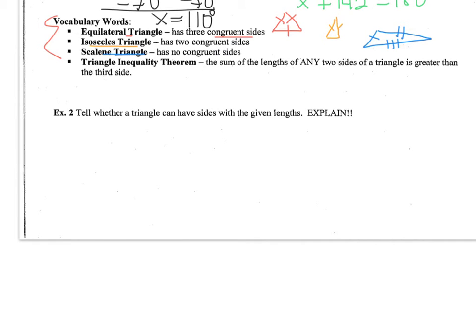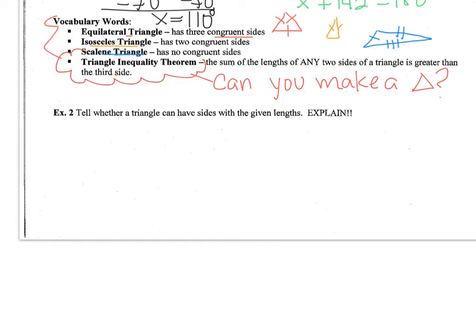Okay, so let's make a special highlight down here at the bottom for our triangle inequality theorem. So this is wanting to know, can you always make a triangle? Can you make a triangle? Okay, so that's what we're asking ourselves when we see a problem that says something about inequality theorem. So tell whether a triangle can have sides with the given lengths. Explain. So let's see what that might mean.